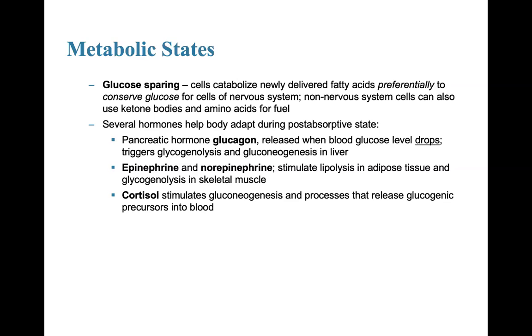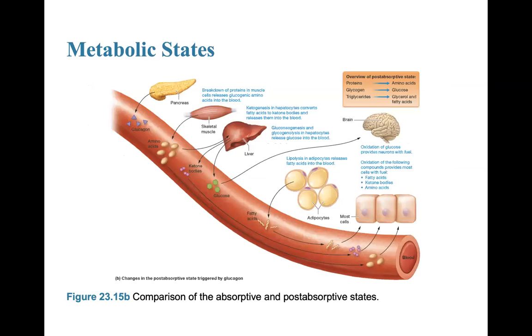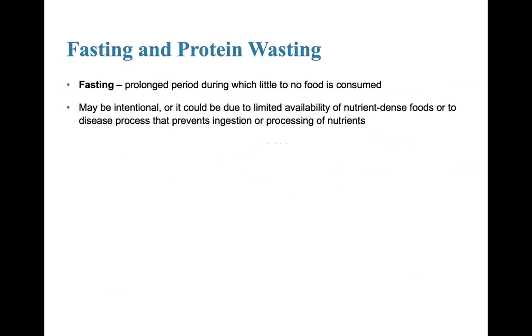This includes glucagon, which is released when blood glucose levels drop and triggers glycogenolysis and gluconeogenesis in the liver. Epinephrine and norepinephrine stimulate lipolysis in adipose tissue and glycogenolysis in the skeletal muscles. Remember, epinephrine and norepinephrine are associated with your adrenaline rush, where you might need a lot of energy. Cortisol will stimulate gluconeogenesis, a process that releases glucogenic precursors into the blood. And this looks at the post-absorptive state and everything that's happening there. So again, just make sure you understand what's happening with the absorptive and post-absorptive states.